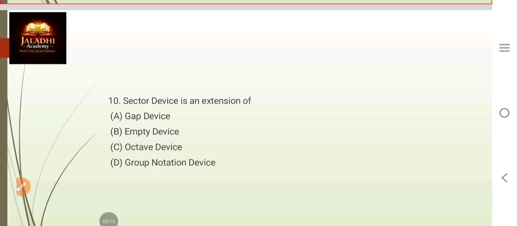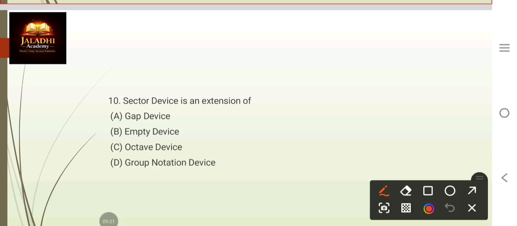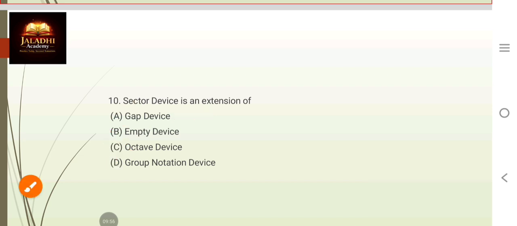Sector device is an extension of which device? Group notation is for different usage. Then Activa device is totally unrelated to this topic. Then empty device is for a different concept, not for sector device. So the only option left is gap device. The sector device extends the gap device in Colon Classification. So answer A is the right answer.